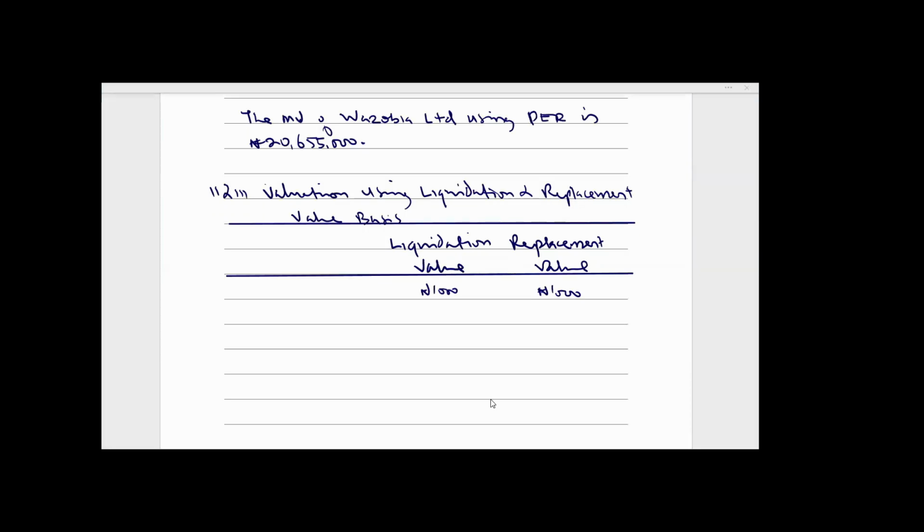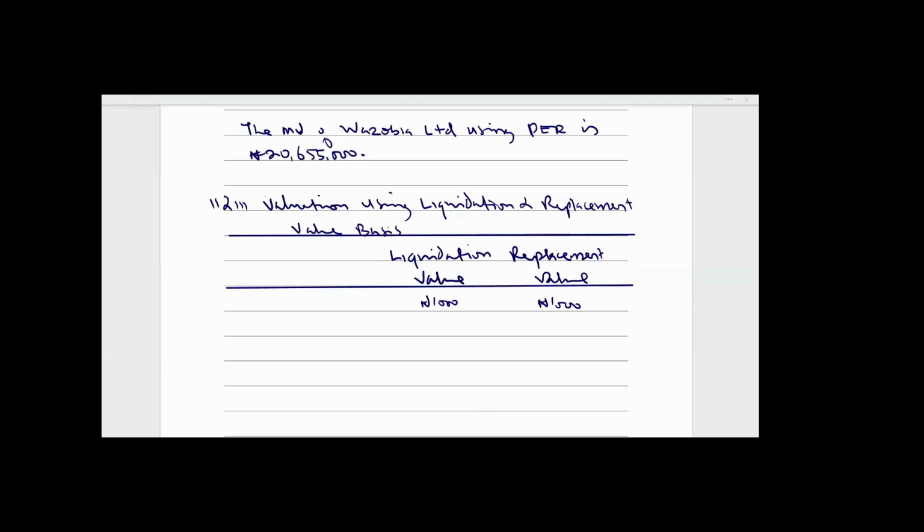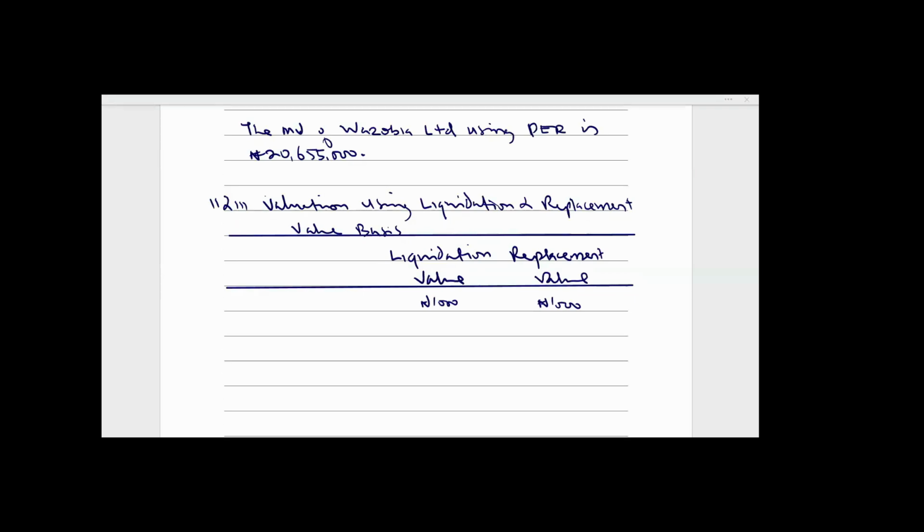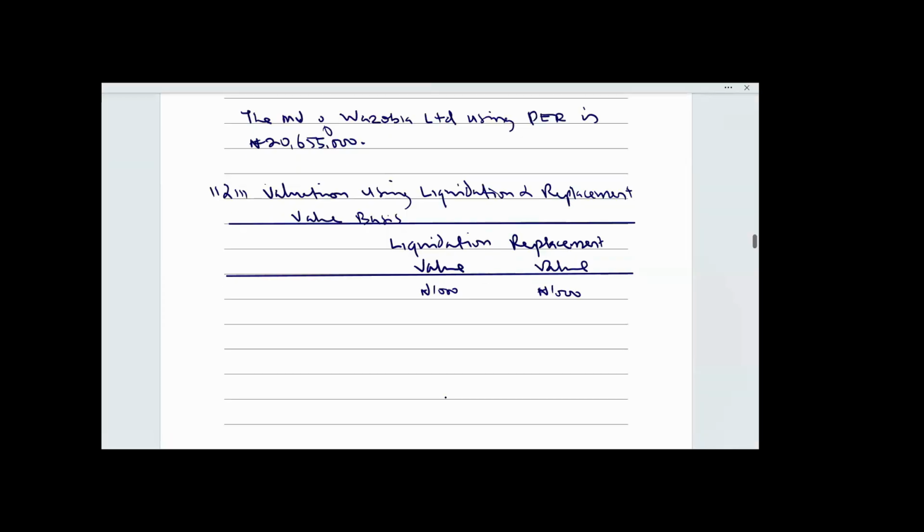Let's go back to the balance sheets. What are the assets given to us in the balance sheets? The first asset we have in the balance sheet is freehold properties. The book value of the freehold properties is 6,500. Under liquidation, freehold property is given as 15,000. Under replacement it is also given as 15,000. So I will come here: freehold properties, 15,000, then 15,000.